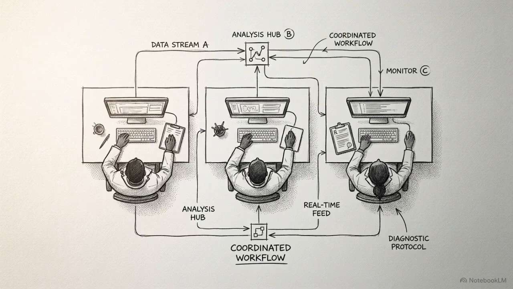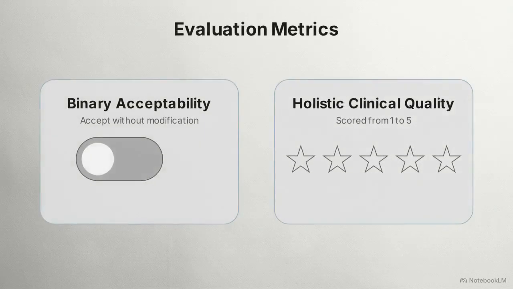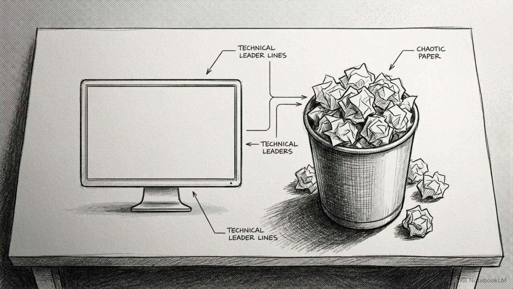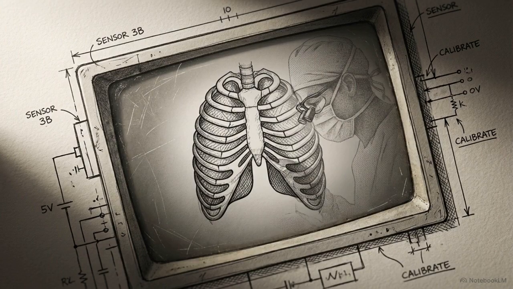3 independent human radiologists with up to 7 years of post-training experience conducted a blinded review of the AI-generated reports. The human readers scored the outputs based on 2 metrics: a binary measure of whether the report was acceptable without modification, and a holistic clinical quality score from 1 to 5. By removing all supporting text, this methodology strips away the AI's ability to guess based on written context, forcing the architecture to rely on pure visual diagnostic reasoning.